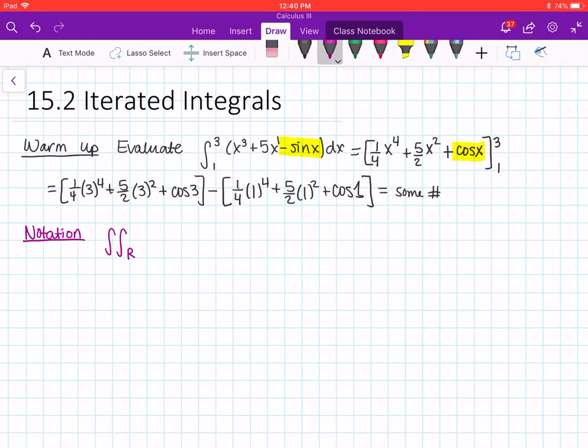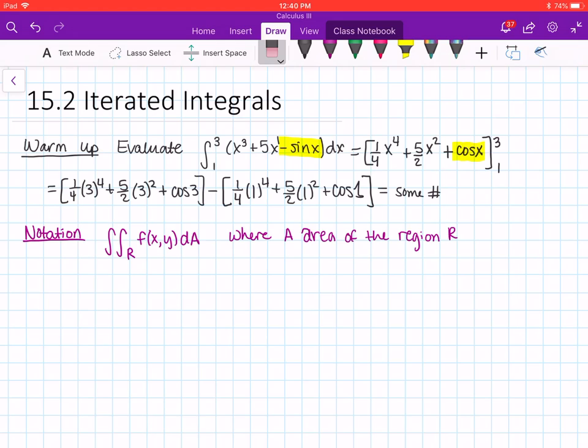Okay, so then in the last section we kind of alluded to the notation using two integrals. And usually that's over R. We got f of x, y, and then we had dA, where A is the area of the region R.